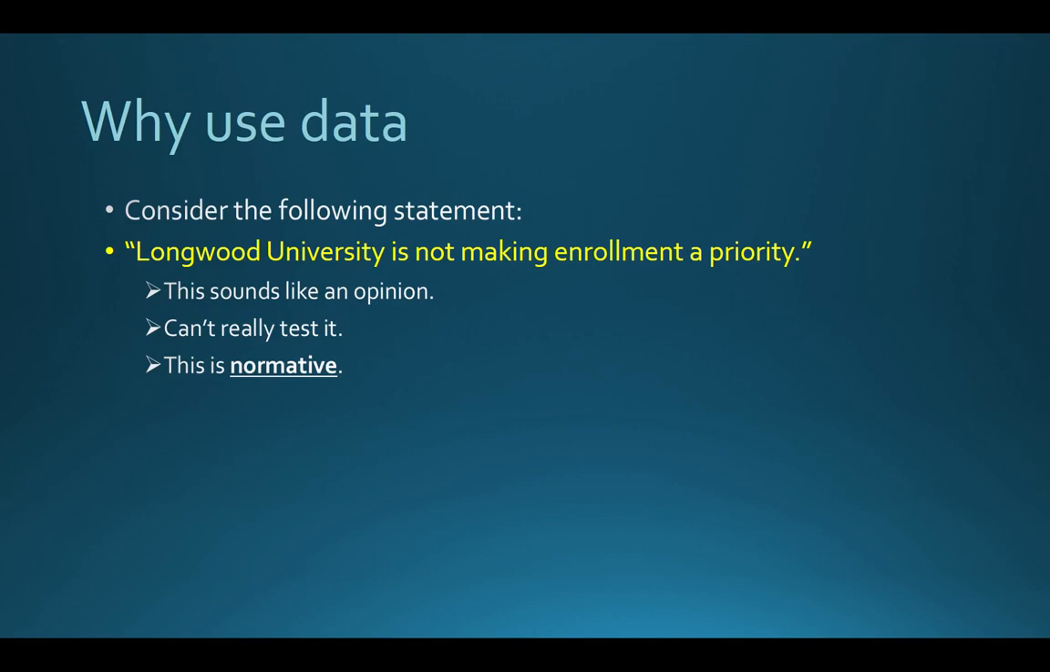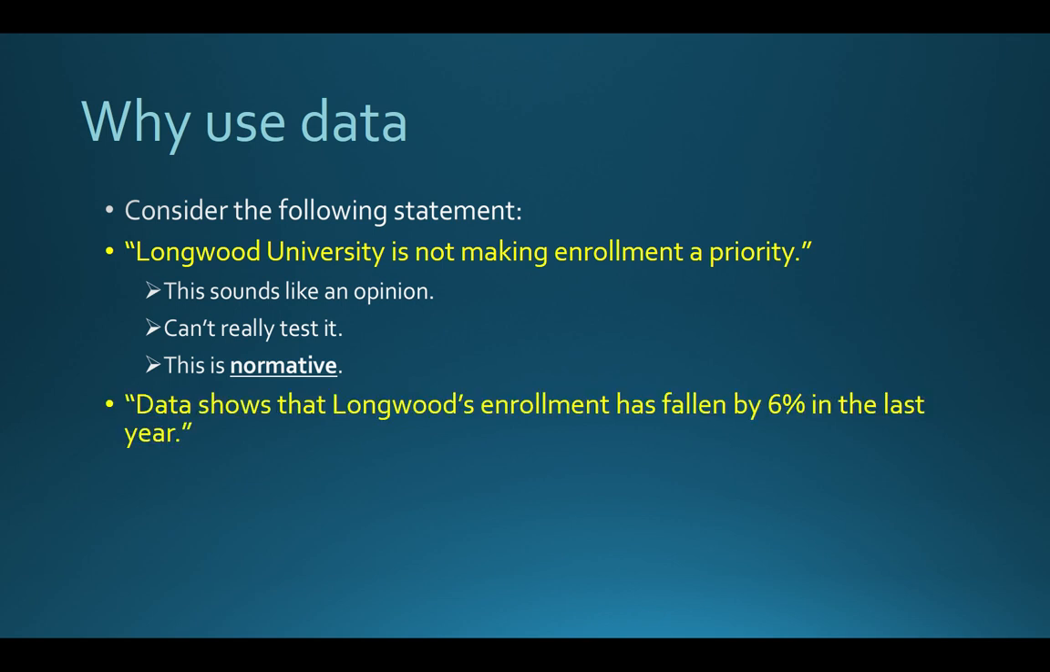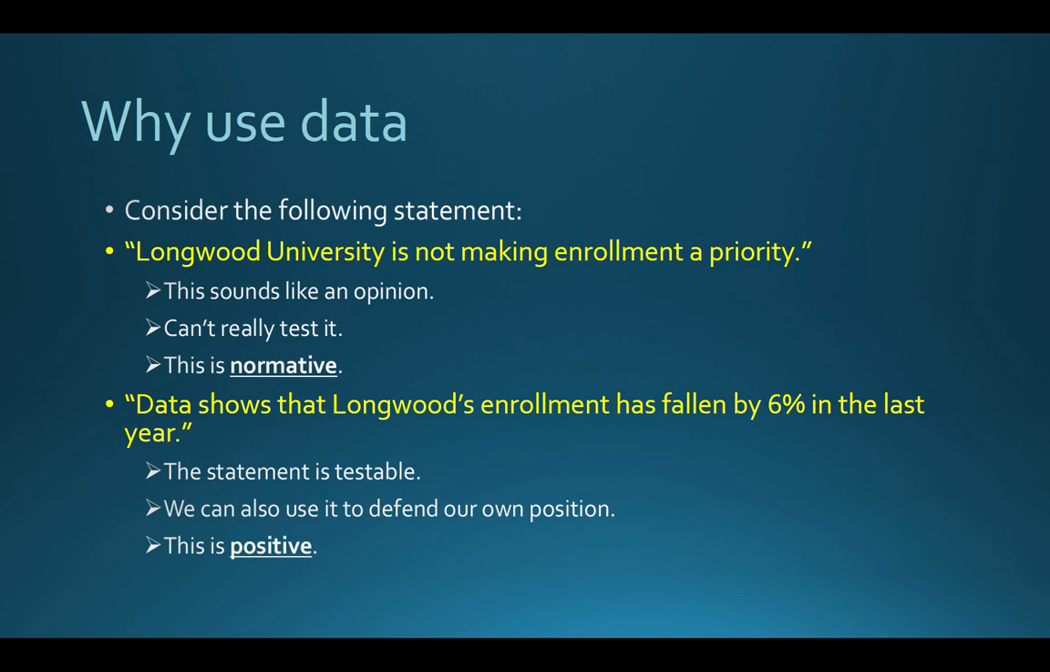Could I say the same thing in another way? Yes. So what if instead of saying Longwood University is not making enrollment a priority, what if I said data shows that Longwood's enrollment has fallen by 6% in the last year? This is just a fictional example. Well, now I have a statement that is indeed testable, right? And now I can use this type of data to defend my normative position that Longwood University is not making enrollment a priority. Do we agree this second statement is positive?